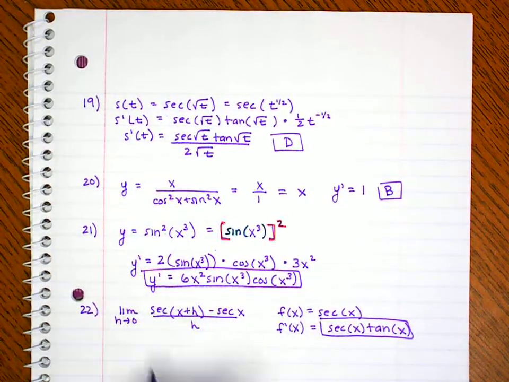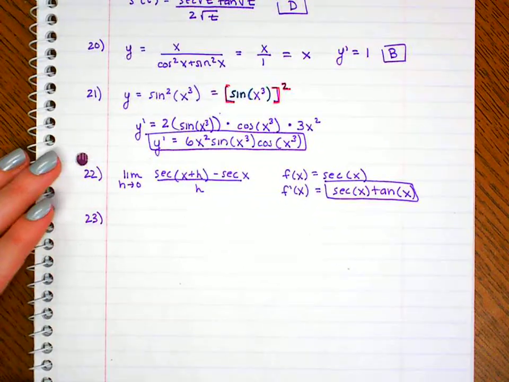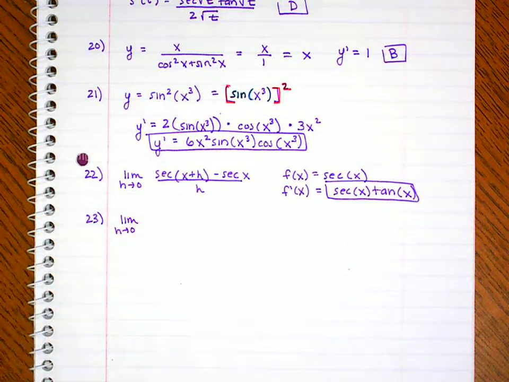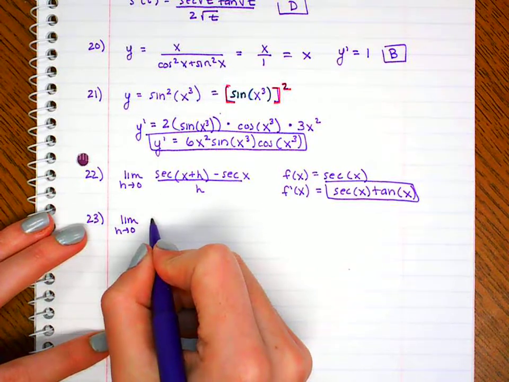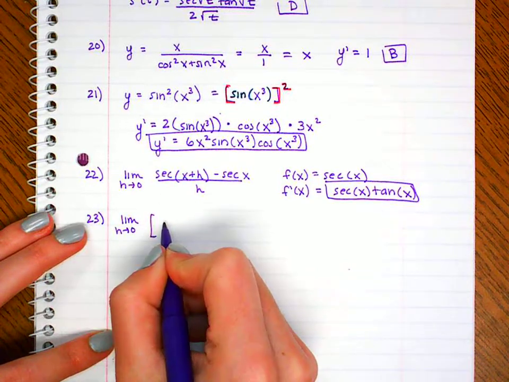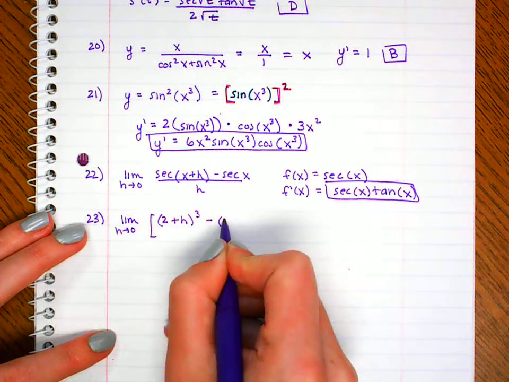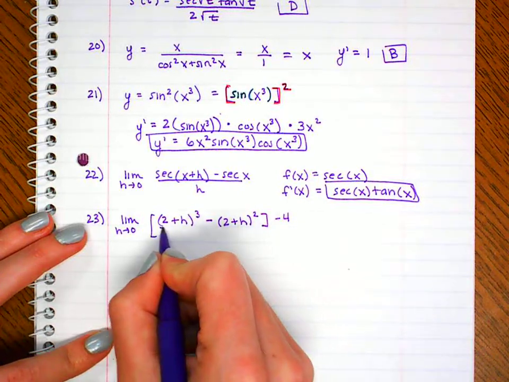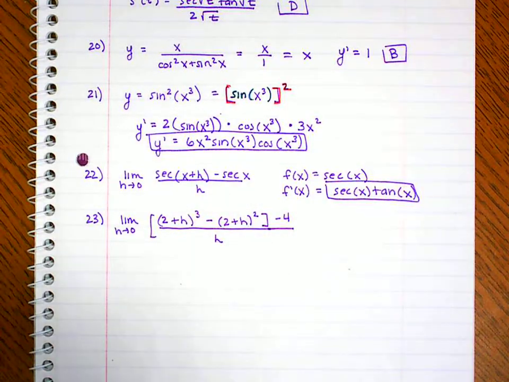Okay, number 23. We want to evaluate the limit as h approaches 0. Sorry, it's going to be a little fast. Of (2 plus h) cubed minus (2 plus h) squared minus 4, all over h. You'll notice I took my bracket down just a little too far.